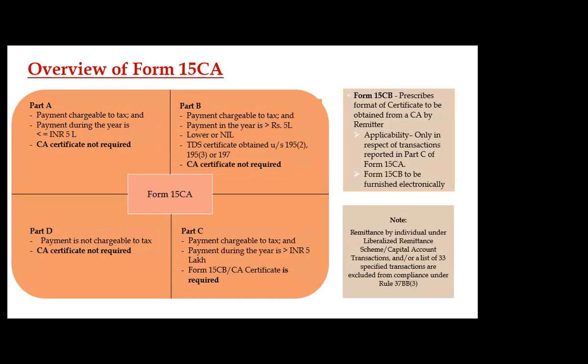The rule does not apply, sir, that list overrides the entire rule. Sir, there are 33 categories. Rule 37BB lays down that 15CA has to be issued. There are 33 categories, in addition to payments made through LRS and capital account transactions. They are exempt from issuing 15CA itself. Can you show the list of categories to them?